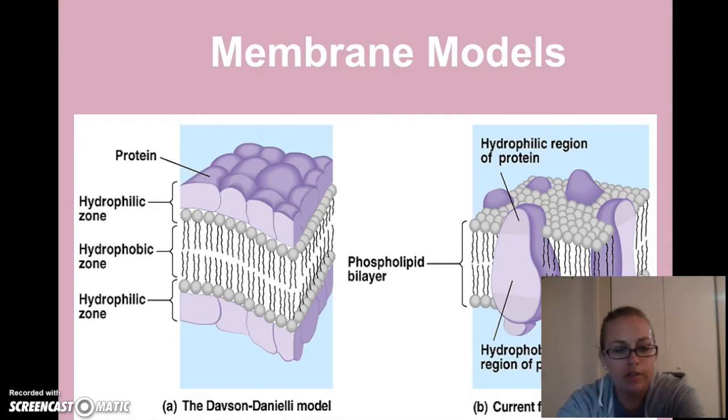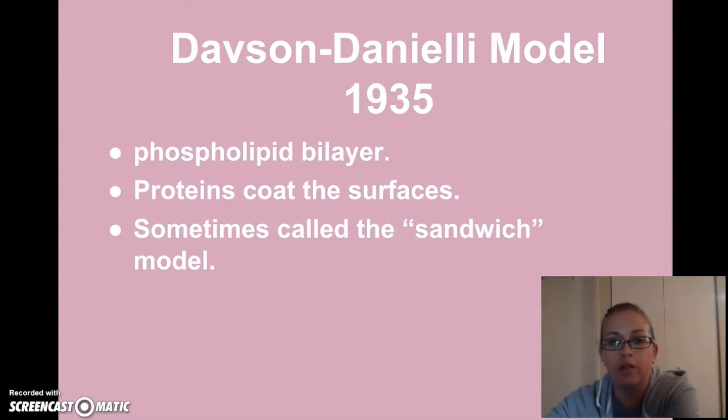These are two different models of membrane structure. We're going to take a look at this first one, the Davson-Danielli model, first, and then we will take a look at B, which is the fluid mosaic model. So as you can see, just by looking at the pictures, they are pretty different. So both models have the phospholipid bilayer with the hydrophilic heads set to the top and the bottom, and then the hydrophobic zone in the middle.